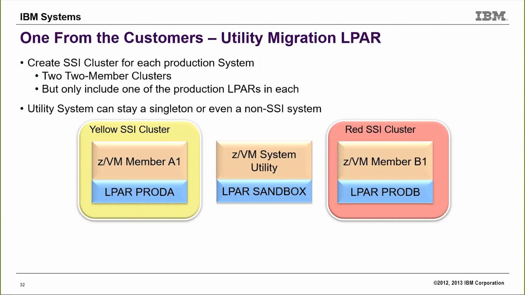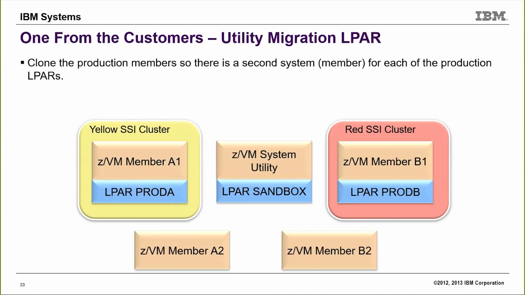What they did was they created 2 different clusters, a yellow cluster here and a red cluster, as I'm going to show them. And then they're going to utilize that middle sandbox there. Now, typically they would run with what we call a singleton. That is an SSI cluster that has a single member running in the cluster. Right now, we're also going to configure or install 2 other z/VM systems. There's a second member of the yellow cluster, B2, which is the second member of the red cluster.